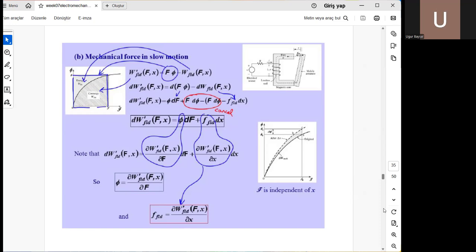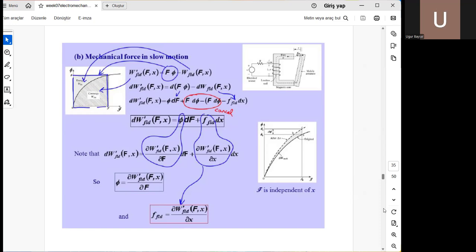So taking the differential of these two values, we can derive equations to find the mechanical force associated with this system. Now, the equations, both energy and co-energy, are two variable equations. Either these two variables are MMF and X, or flux and X. So let's start with the first one.